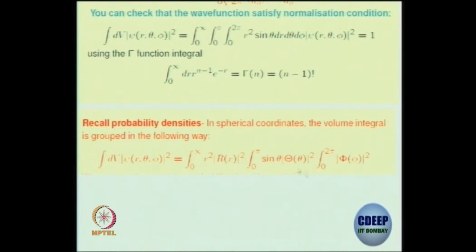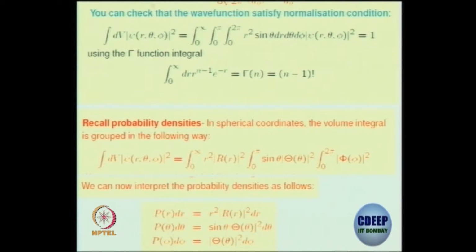So each one you could try to normalize when you do this integration, and you can interpret them as the probability of finding the particle between r and r plus dr for the radial coordinate, theta and theta plus d theta, and phi and phi plus d phi. Something is wrong here. What is wrong? This has to be a capital Phi of phi.